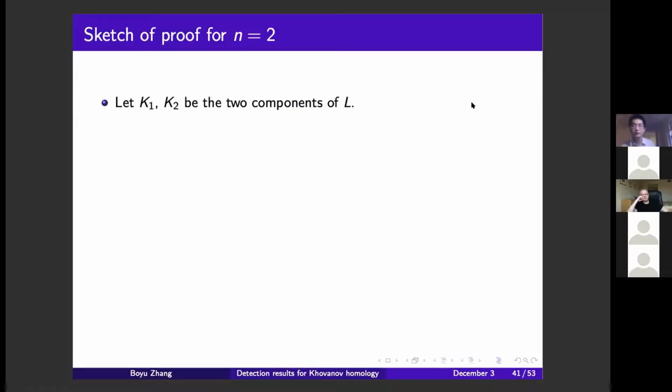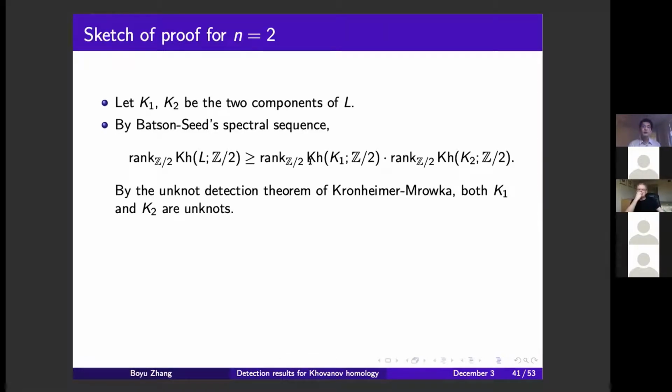And how can we prove this result? Well, let's first introduce some notation, and let's take K1 and K2 to be the 2 components of L. Then by a spectral sequence of Batson-Seed, we know that there's a spectral sequence whose second page is the Khovanov homology of L, where the limit of the spectral sequence is the tensor product of the Khovanov homology of K1 and the Khovanov homology of K2, up to some shifting. So there's a rank inequality. In fact, we know that the rank of the Khovanov homology of L is bounded from below by the product of the rank of the Khovanov homology of K1 and the rank of the Khovanov homology of K2.